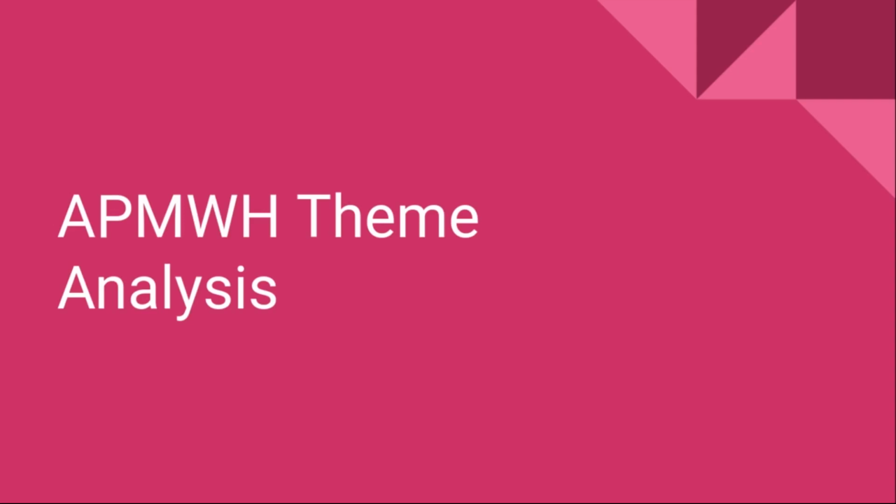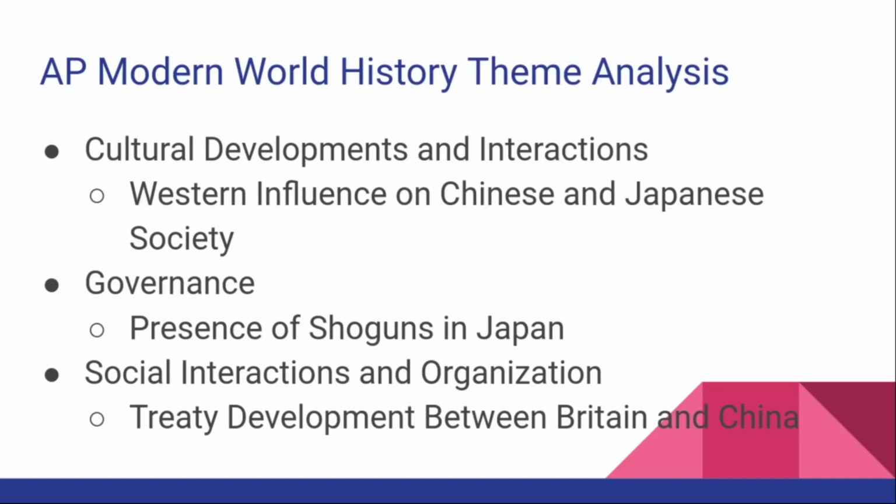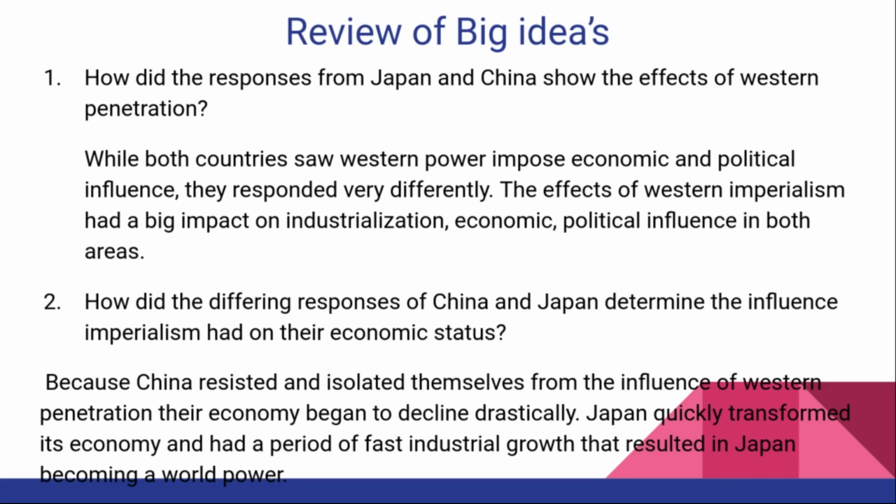Going into our AP Modern World History theme analysis. These are our themes: cultural developments and interactions, which is the Western influence on Chinese and Japanese society; governance, which is the presence of shoguns in Japan; and social interactions and organization, which falls into treaty development between Britain and China.